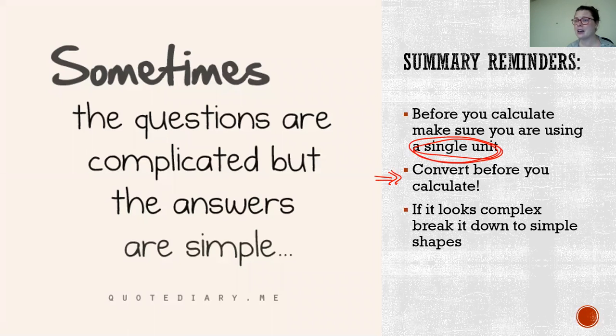Conversions with area suck. They're easy, but they suck. So convert before you calculate. And if it looks complex and you can't think of what it is, try to find simple shapes. Okay? There's always going to be simple shapes. I could give you something that looks like this. It's a rectangle and a half a circle.